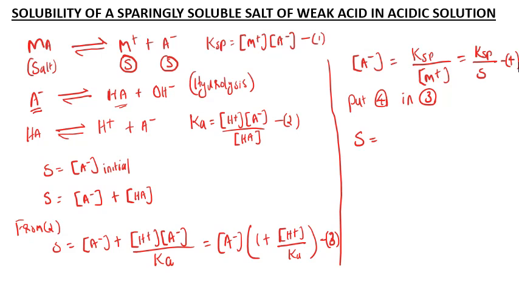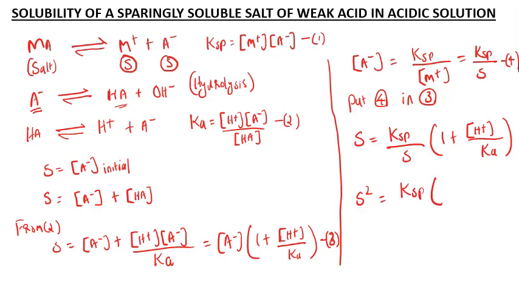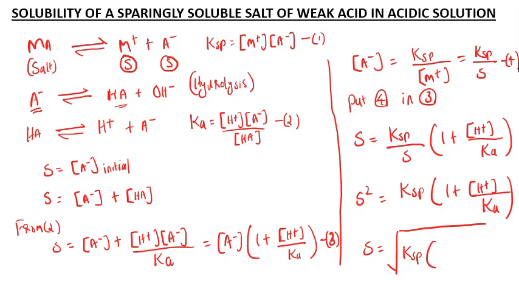Instead of the concentration of A-, we write Ksp divided by S, times 1 plus the concentration of H+ divided by Ka. Or we can write S squared is equal to Ksp times 1 plus the concentration of H+ in acidic solution divided by Ka. Or we can write S is equal to the square root of Ksp times 1 plus the concentration of H+ divided by Ka.